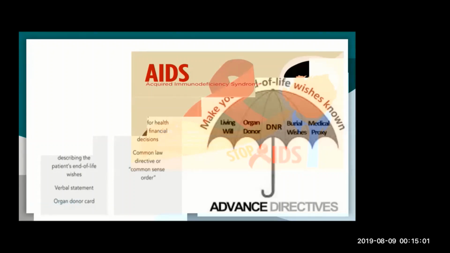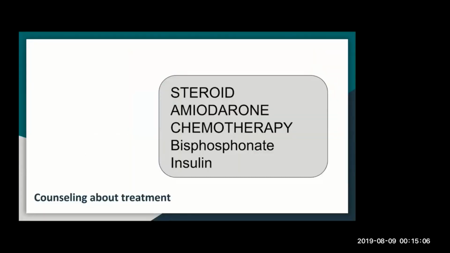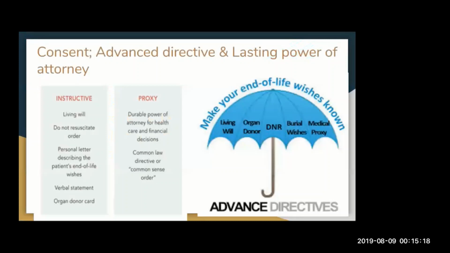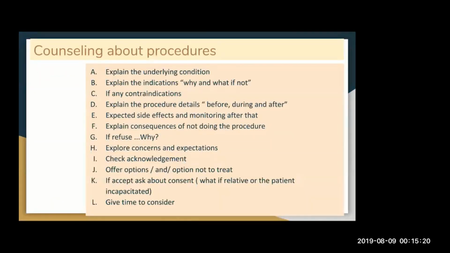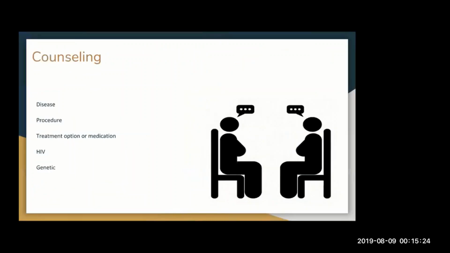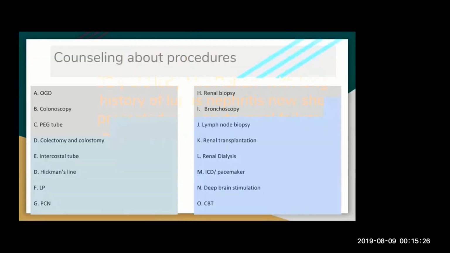The next type is counseling about HIV, and lastly, genetic counseling. I'll postpone genetic counseling till we first do the scenario of counseling about procedures, and come back to genetic counseling. I will stop for a few seconds and take your comments or questions. Any comments or questions?